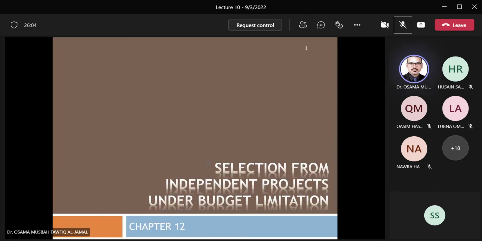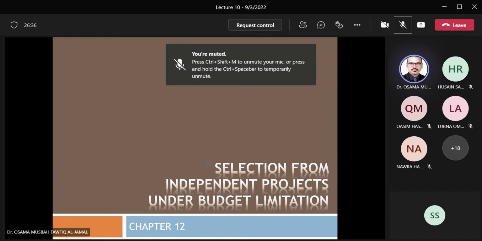Now we'll start. First of all, is there any question for chapter 5? Is there any question? If not, I'm going to start the new chapter here, chapter 12. And by the way, we can finish it in one slide, and you're going to see that slide. From the name here: selection from independent projects and their budget limitation.